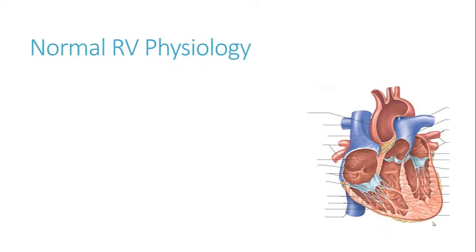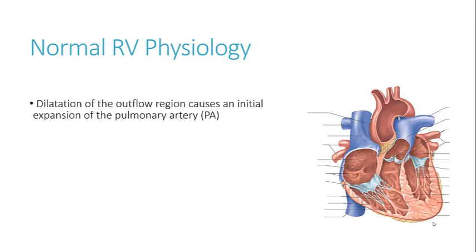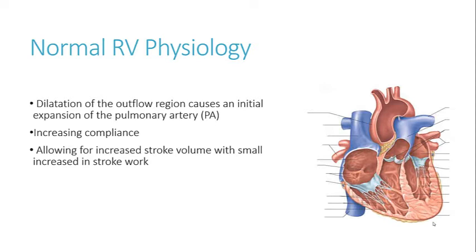So I talked about the dilation of the outflow region, this RVOT, this region right here, which gives you increased compliance and allows the RV stroke volume to keep up with the left ventricular output. What's really interesting is that the right ventricle can handle large preload, and we're going to talk more about preload and afterload, without a lot of increase of stroke work, which is important.